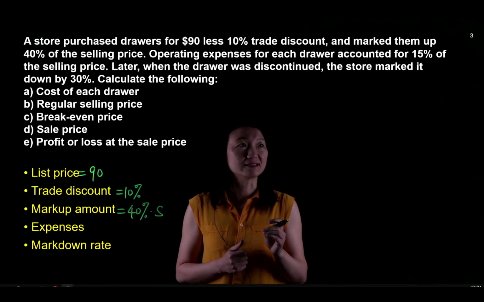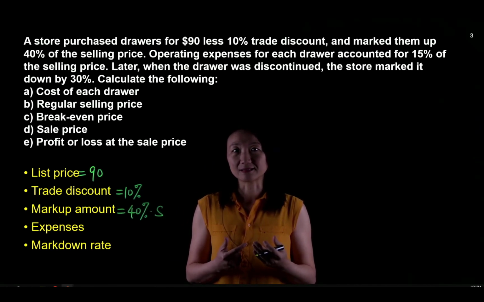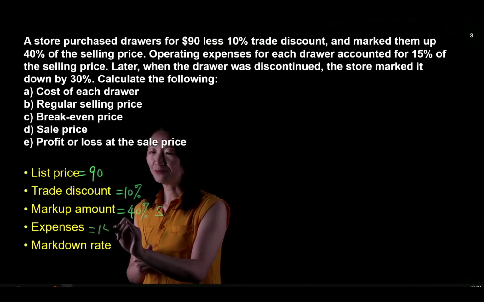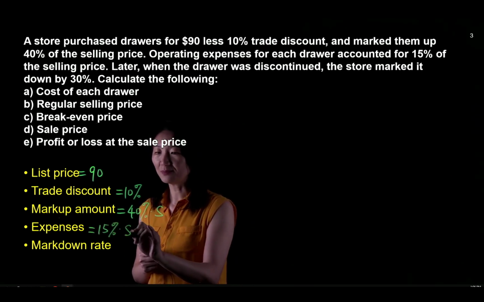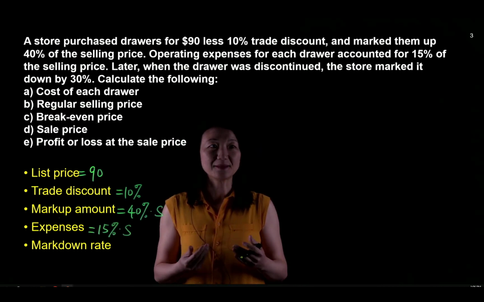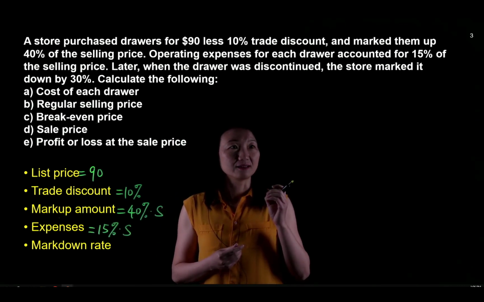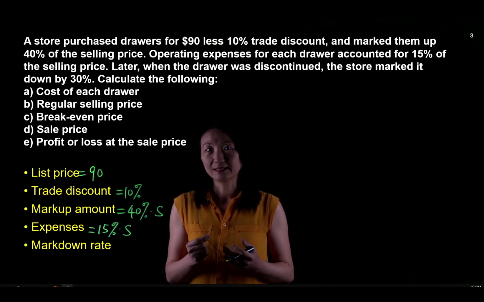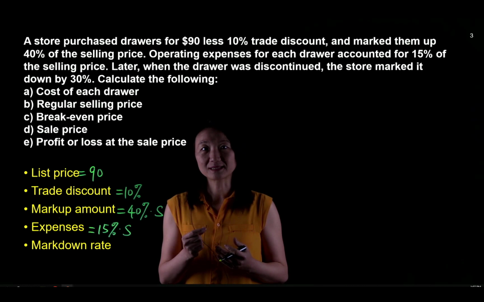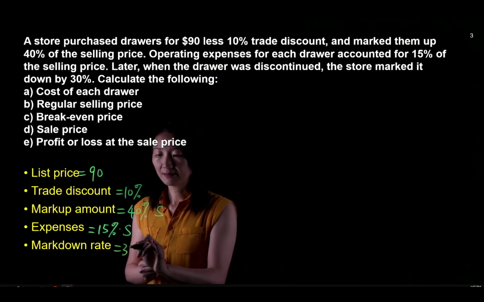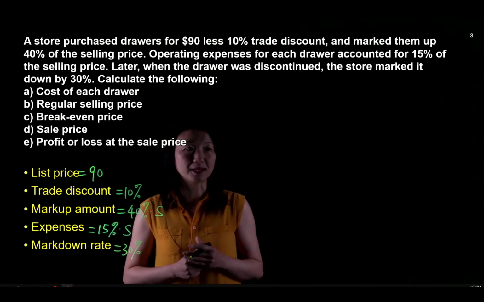Operating expenses are 15% of the regular selling price. So 15% of the regular selling price. Again, another multiplication. And then markdown rate. During the sale, the drawers were marked down by 30%. And that's a 30% markdown rate based on the regular selling price.